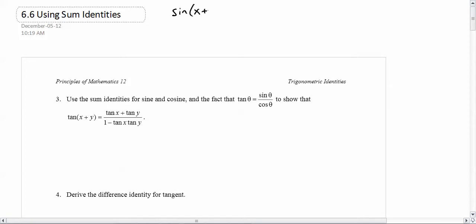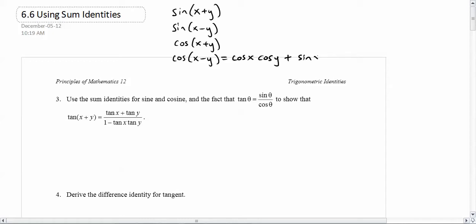Sine of x plus y, sine of x minus y, cosine x plus y, and cosine x minus y. You would think that you could just take the cosine and distribute it into the brackets and make it cosine x minus cosine y, but the fact is that doesn't work. Instead it becomes this really complicated expression, cos x cos y plus sine x sine y. And you can check that by plugging in different angles or graphing both sides of the equation, and you'll see that both sides look the same.